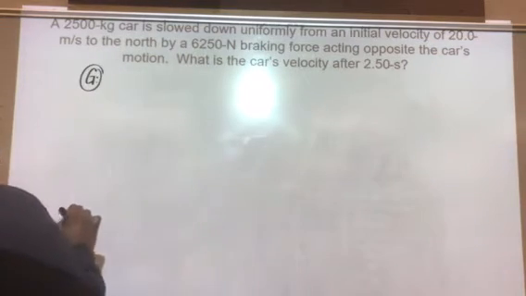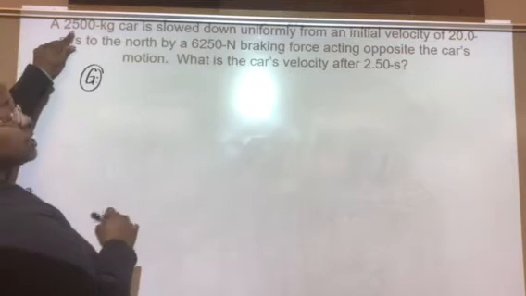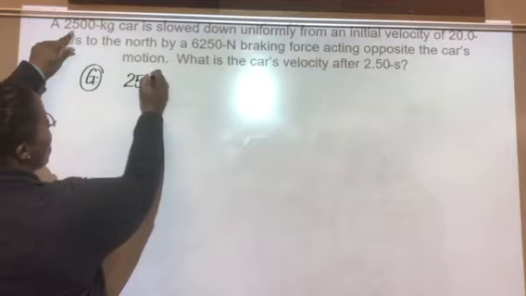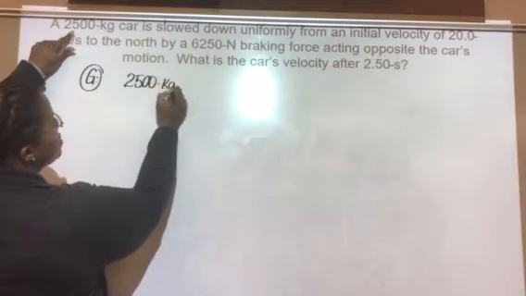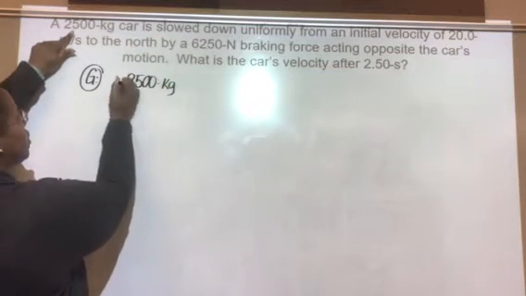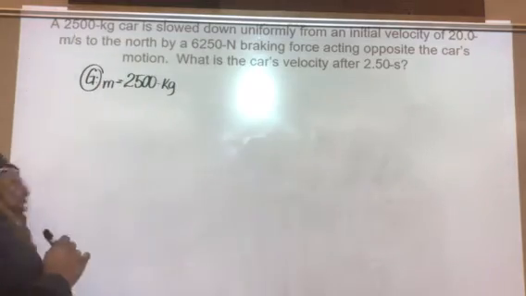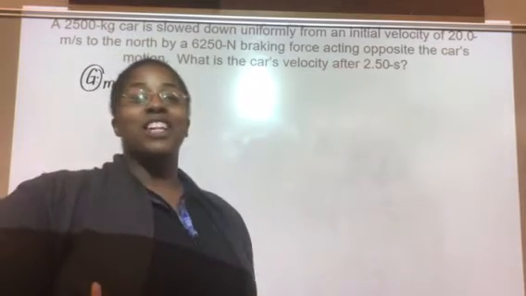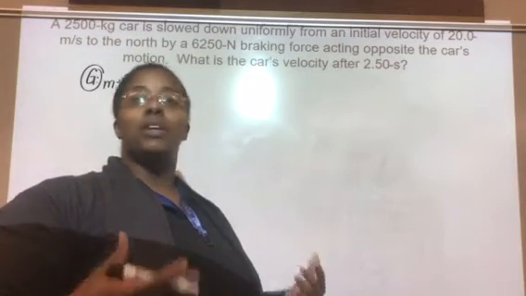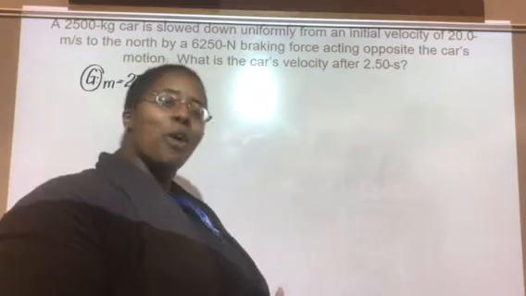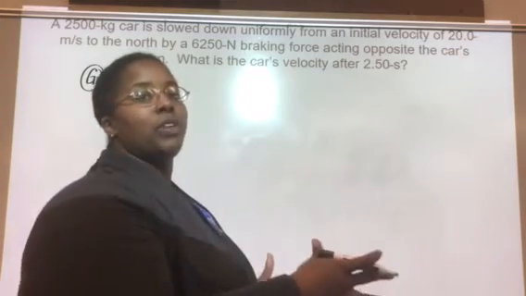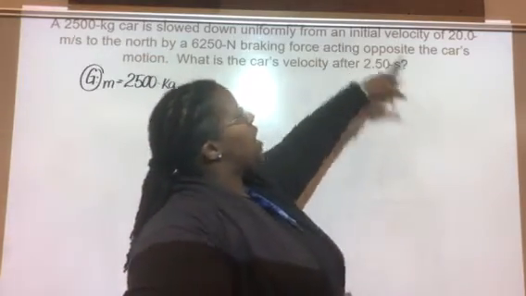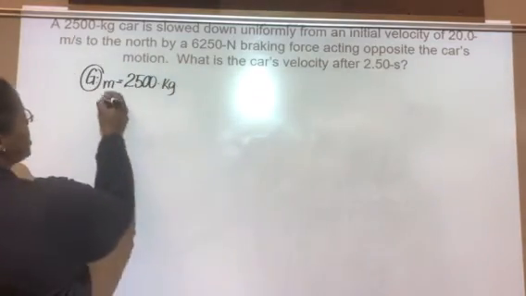So let's read. We have a 2,500 kilogram car. 2,500 kilograms will be your mass. You know that it's mass because it is measured in kilograms. It's slowed down uniformly. Have we seen the word uniform before? The answer is yes. This could possibly be a kinematic equation. That's where that word is letting you know the object is moving, but it's also moving at a constant pace. We have an initial velocity of 20 meters per second.